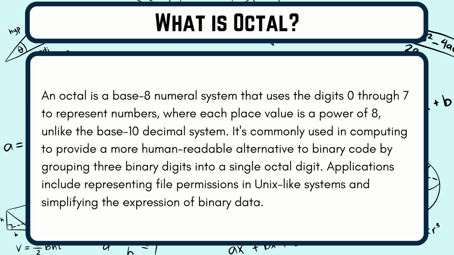So in this part, let us define what is the octal. An octal is a base 8 numeral system that uses the digits 0 through 7 to represent numbers, where each place value is a power of 8, unlike the base 10 decimal system. It's commonly used in computing to provide a more human-readable alternative to binary code by grouping 3 binary digits into a single octal digit. Applications include representing file permissions in Unix-like systems and simplifying the expression of binary data.